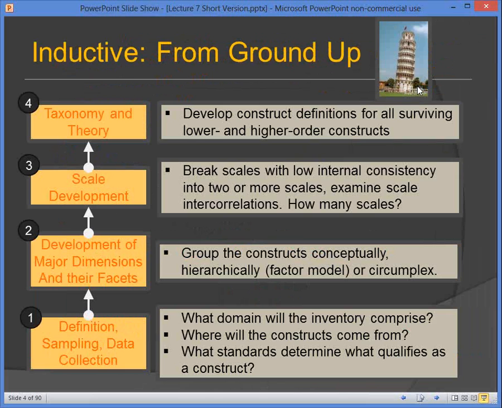So we've got some fundamental decisions that we have to make. We've got a slightly different set of stages because we're building things from the ground up. At the bottom here, you'll notice that the first step is really definition and sampling. We have to decide from where our constructs will derive, and we have to decide what qualifies as a construct.